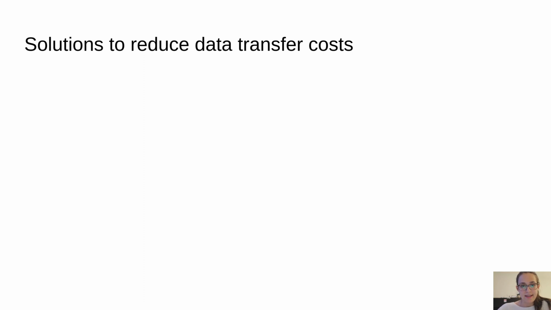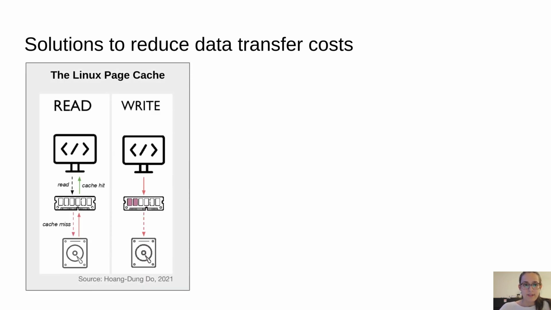So we have all this data, and moving this data around can incur significant cost. And so there have been various different solutions in place to address these data transfer costs. First, a baseline way to reduce the data transfer cost is through the kernel, via the Linux page cache. When you read data, if that data has been read before and remains in cache, that is a cache hit, and you will only pay the memory bandwidth when reading that data.